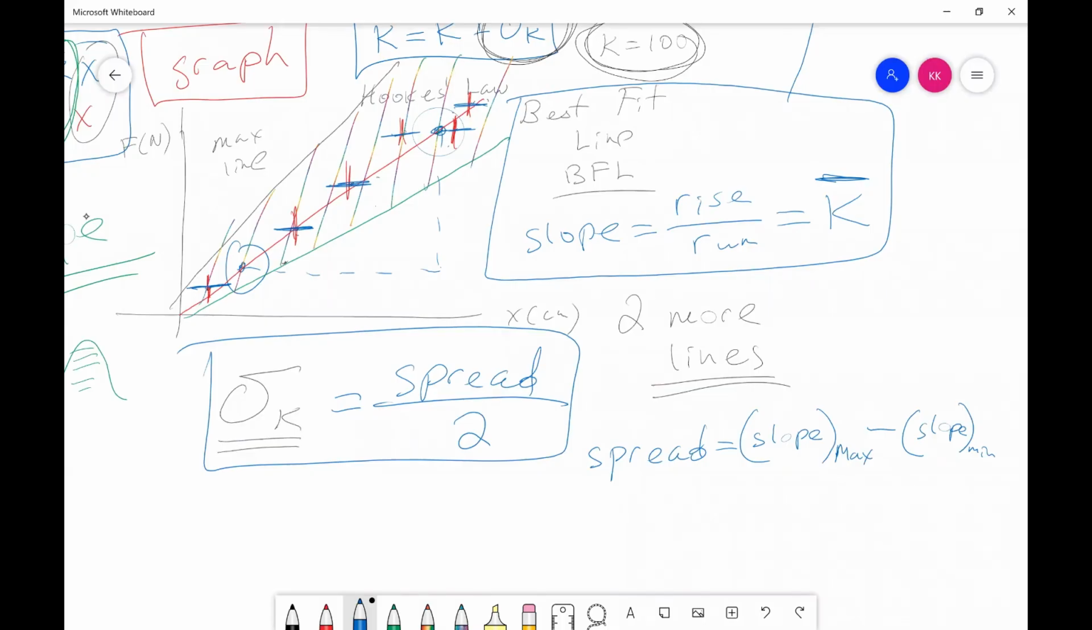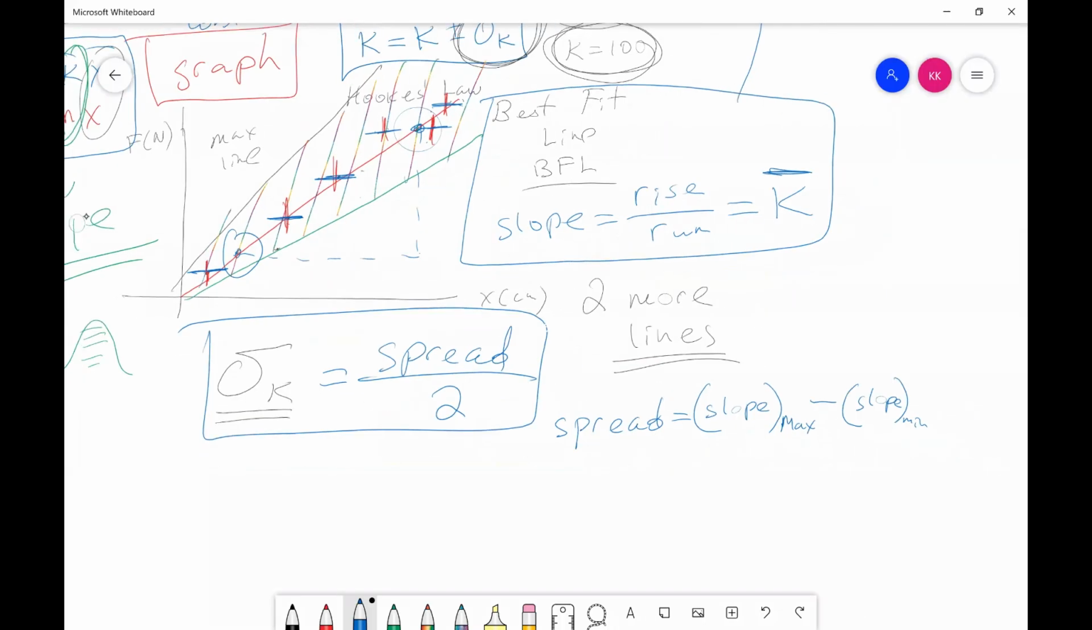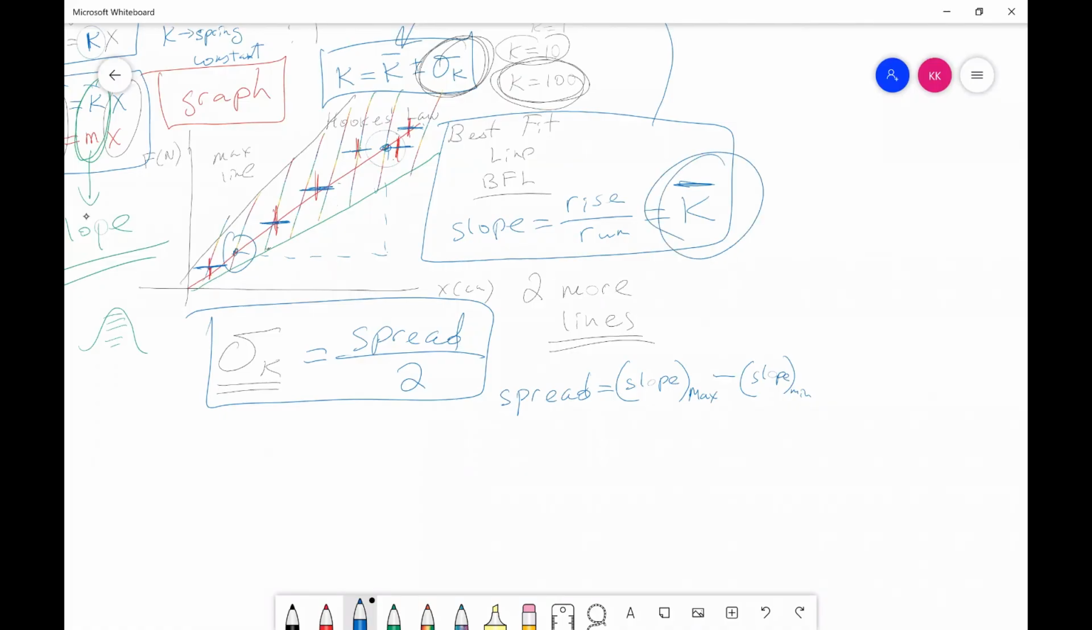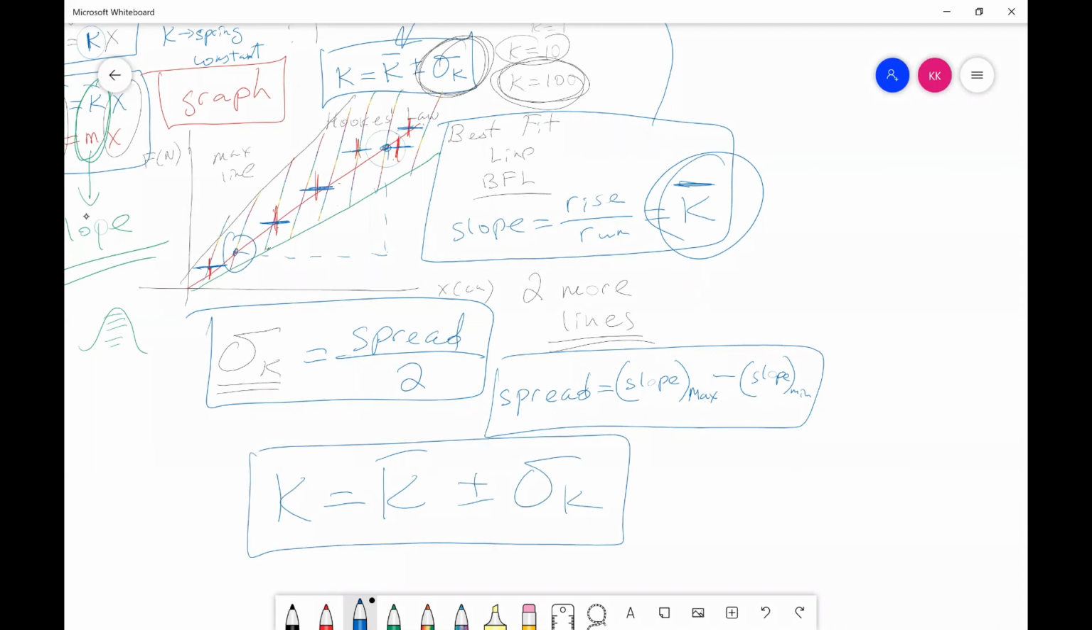That means what we have here is this. The slope of the best fit line is used to find the average K. Then the slopes of the maximum and minimum line are used to find the uncertainty in K. That means you find the spread by the difference of the slopes of the maximum and minimum, and then that value divided by 2 is your uncertainty in K. Then you can come and tell me, okay, here's my value of K in terms of its average and uncertainty.